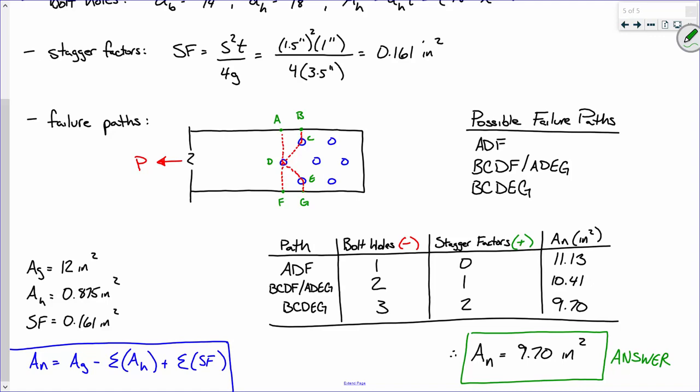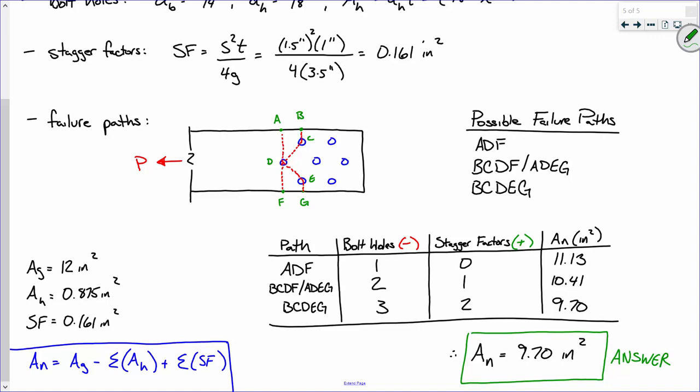I'll tell you what, do this, all right? What would the net area be if we went along B, C, E, G? How many bolt holes would we subtract? Two. How many stagger factors? Zero. Do that math, tell me what you get. Okay. Now, first off, that area is more than this one, okay? So right off the bat, it wouldn't govern. But let's say it did. Let's live in the world that it did. So you got what, 10.2 something?